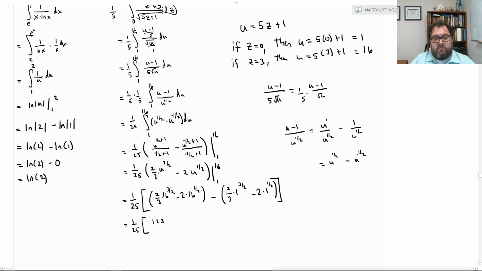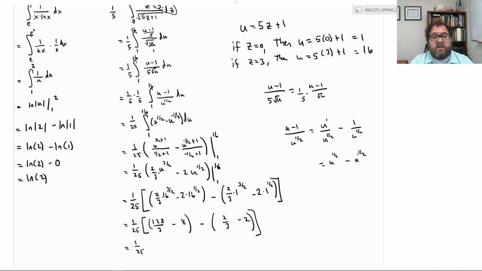So 128 over 3 minus 2 times 16 to the 1/2 power, that's the square root of 16 times 2. So 4 times 2, so minus 8. Minus, now 2/3 times 1 to the 3/2 power, 1 to the 3/2 power is just 1. So we have 2/3 times 1, or just 2/3. Minus, the square root of 1 is 1, so minus 2. And at this point, I think I'll just grab my calculator. Of course, you could get a common denominator and do the arithmetic by hand if you really wanted to, but for the sake of time, I'll just do it in my calculator.